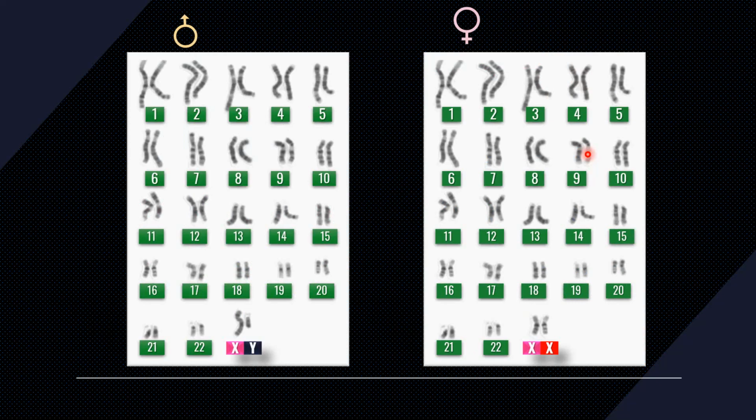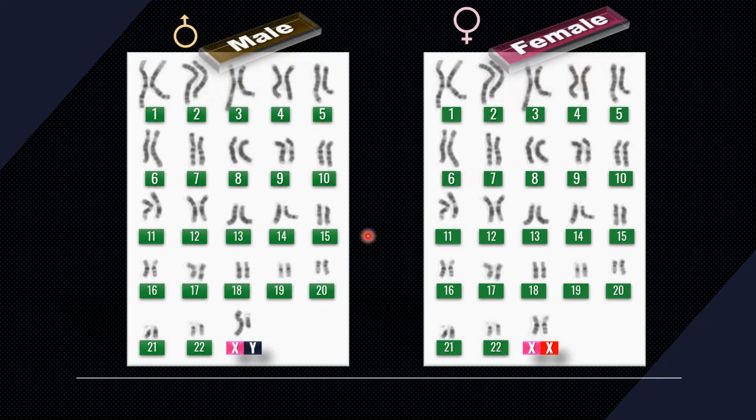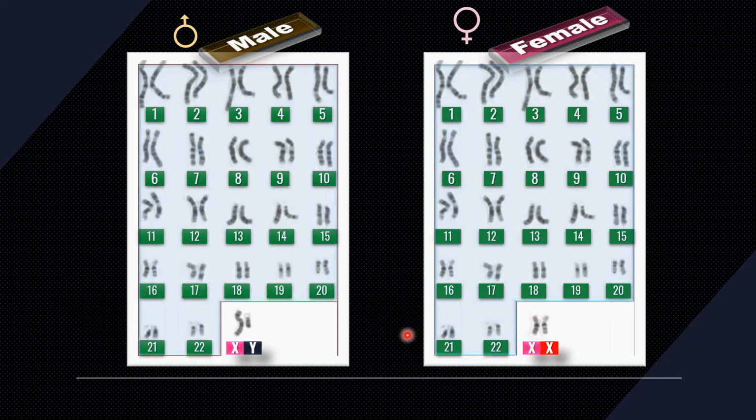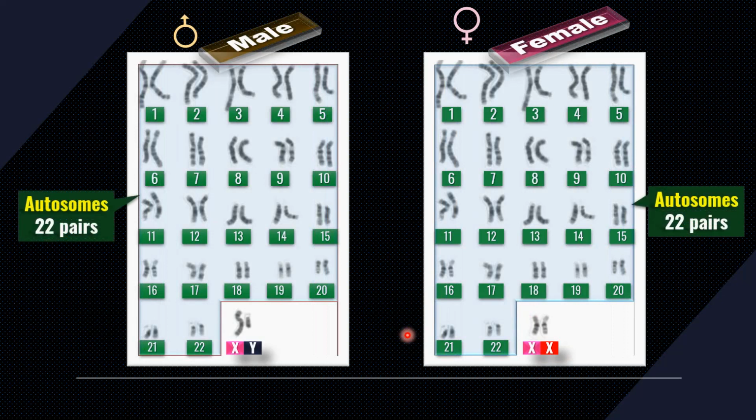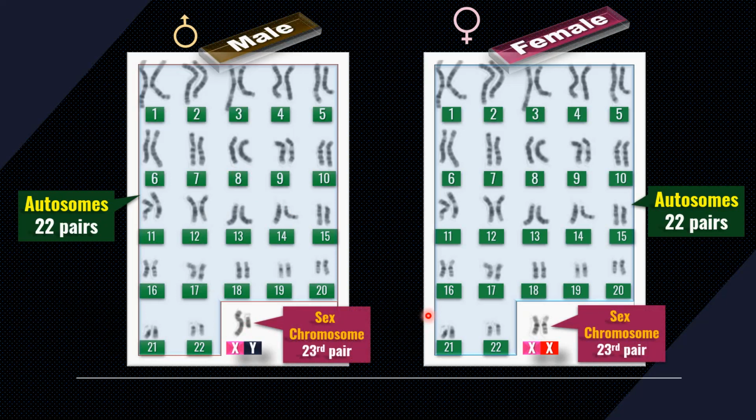In humans, each cell normally contains 23 pairs of chromosomes, or 46 chromosomes. This is for the male and this is for the female. In male, we have X and Y in the 23rd pair, and in female, we have two copies of X chromosomes. Among these, the 22 pairs are called autosomes in both male and female, and the 23rd pair is called the sex chromosomes.